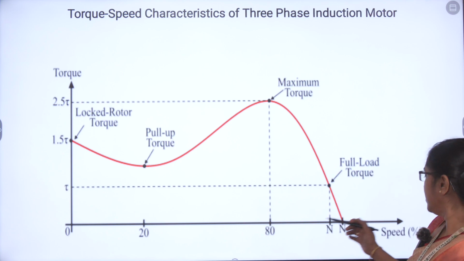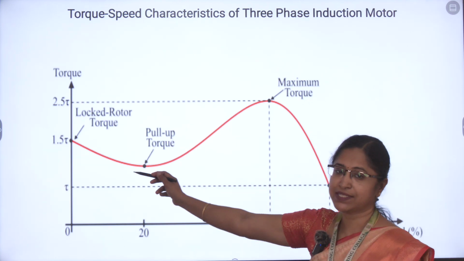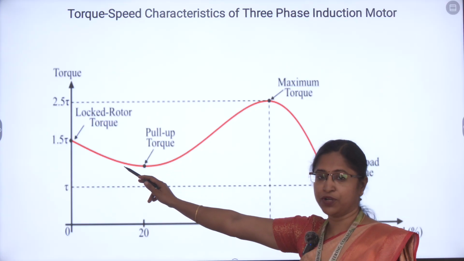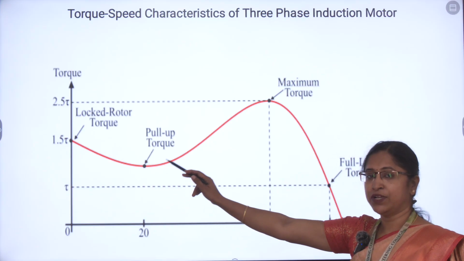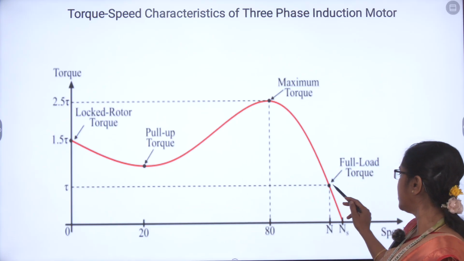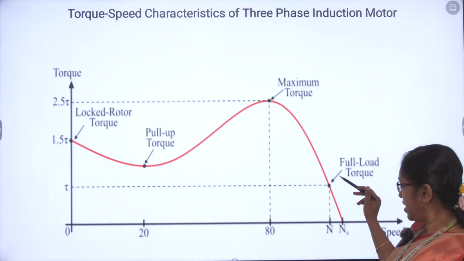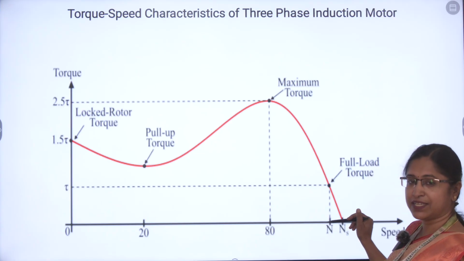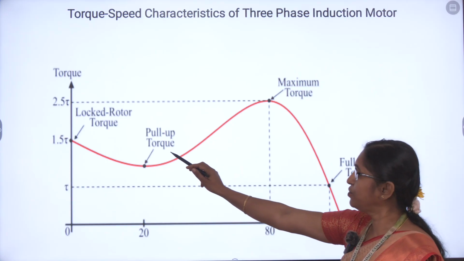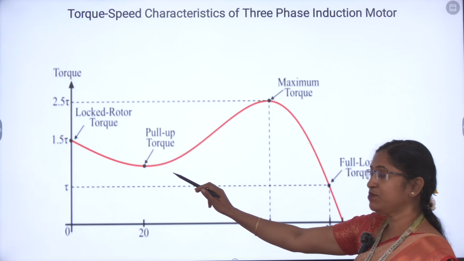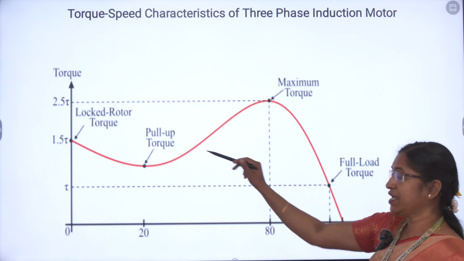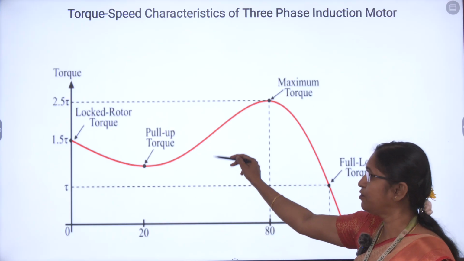You can see the x-axis is speed and the y-axis is torque, and we have different types of torque. The first one is the locked rotor torque, which is the standstill torque, otherwise called the starting torque. The maximum torque is marked, and the full load torque operates at speed N, the rotor speed, while Ns indicates the synchronous speed. Locked rotor torque is always 1 times the full load torque, and maximum torque is 2.5 times the full load torque. There is another torque called pull-up torque.